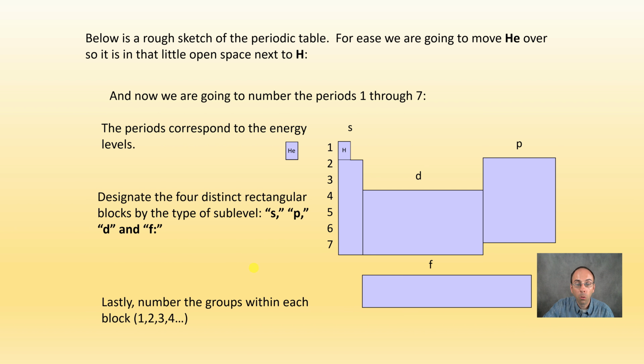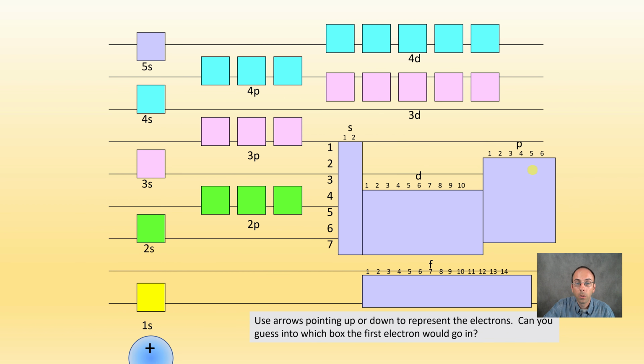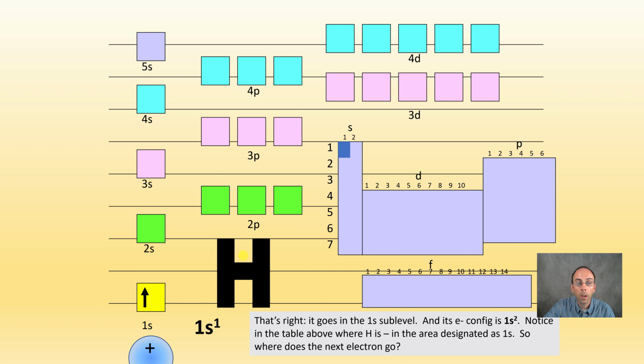Lastly, the number of groups within each block. So we're building from there as well. Remember, there are 2 families in the S block, a total of 10 families in the D block, 6 in the P block, and 14 in the F block. So how do we go about indicating what these are, and where do we put those arrows in these particular blocks? I'm going to walk you through a couple of examples, and hopefully you'll start to see that pattern develop.